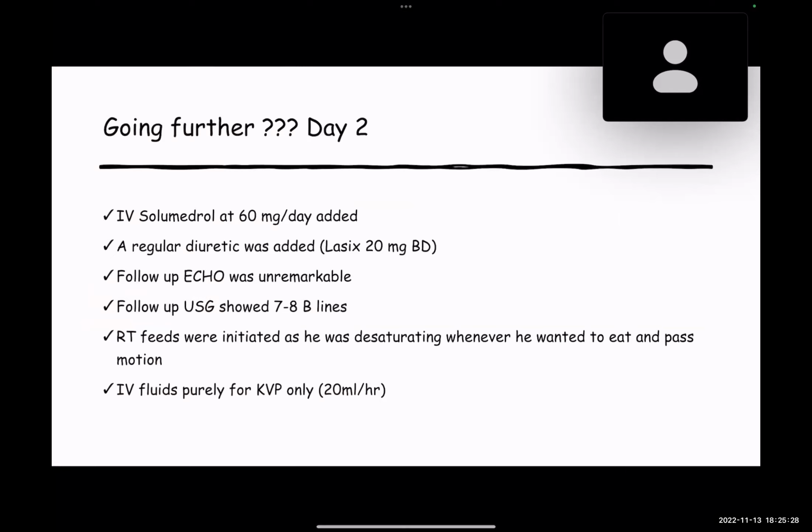And he was started on IV Solumedrol at 60 mg per day. He was given a regular diuretic, Lasix 20 mg BD. His follow-up echo was normal and his lung USG showed 7 to 8 B lines. His RT feeds were initiated as he was desaturating on minimal exertion. And his IV fluid was KVO only, 20 ml per hour.